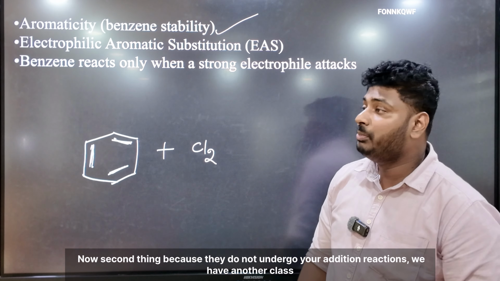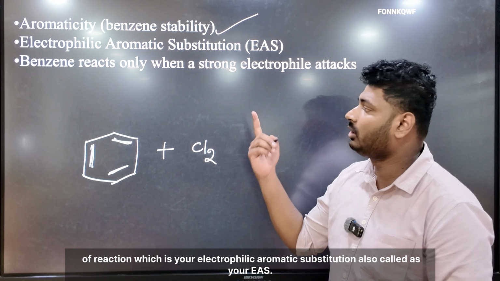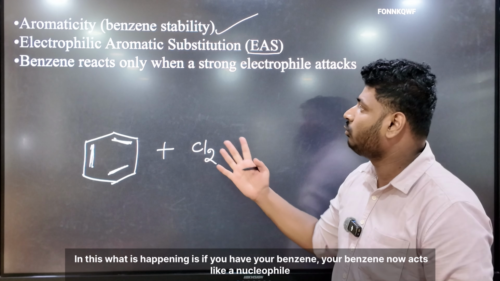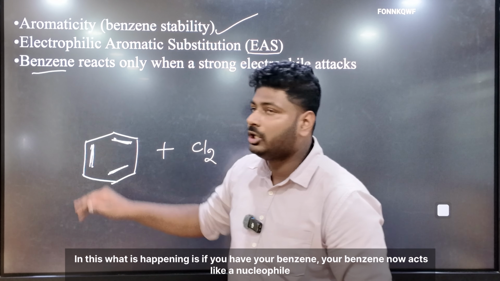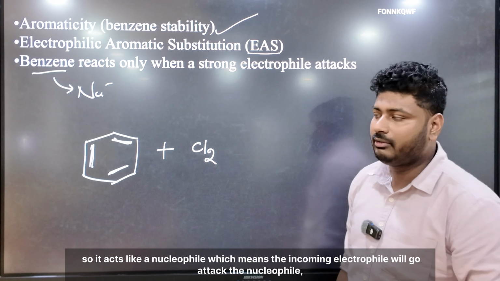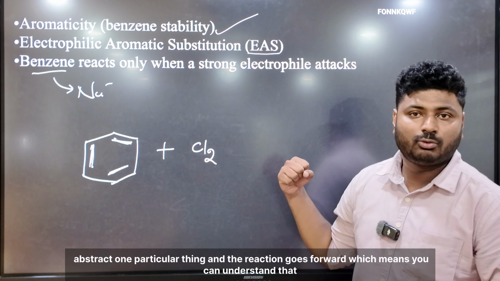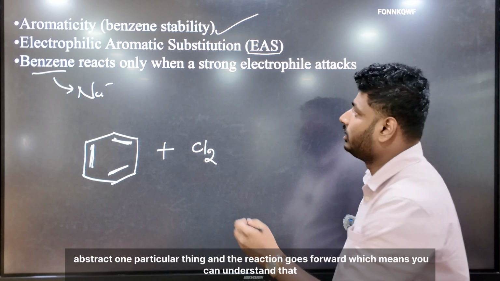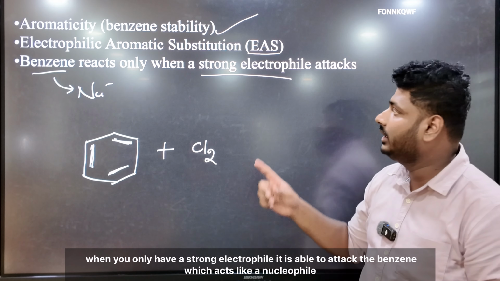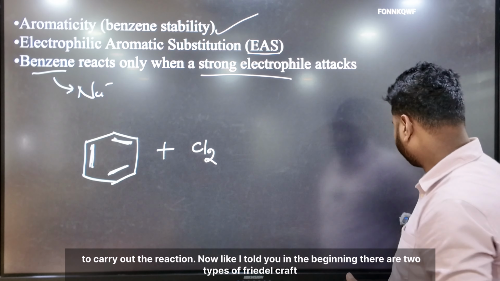Now second thing, because they don't undergo addition reactions, we have another class of reactions which is electrophilic aromatic substitution, also called EAS. In this, benzene acts like a nucleophile. So the incoming electrophile will attack the nucleophile, abstract one particular thing, and the reaction goes forward. You can understand that only a strong electrophile is able to attack the benzene, which acts like a nucleophile, to carry out the reaction.